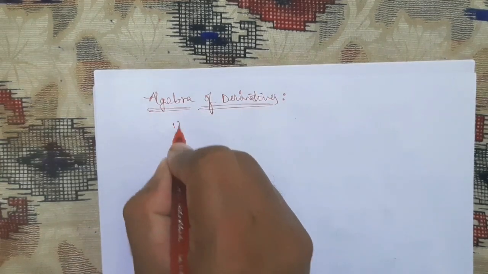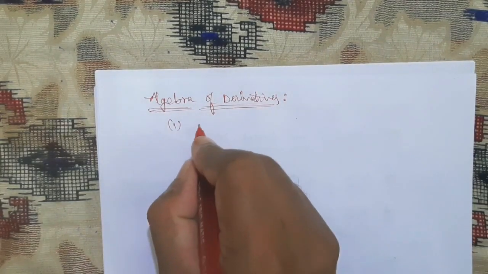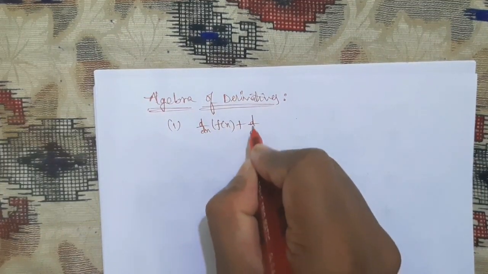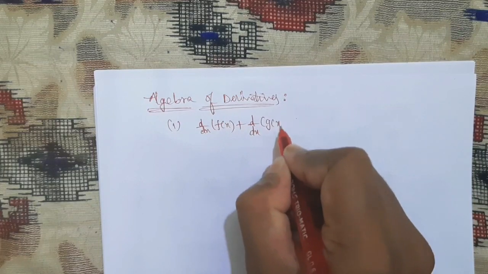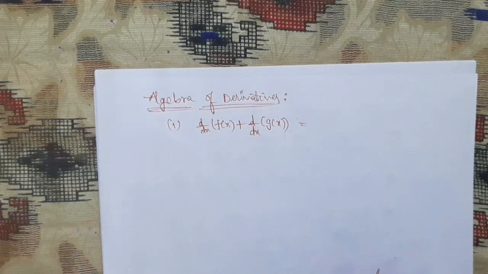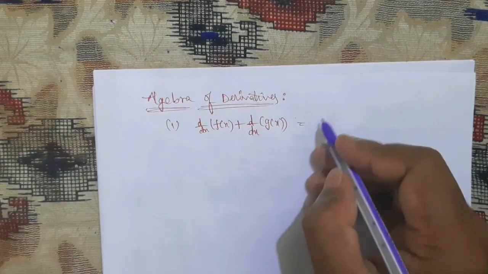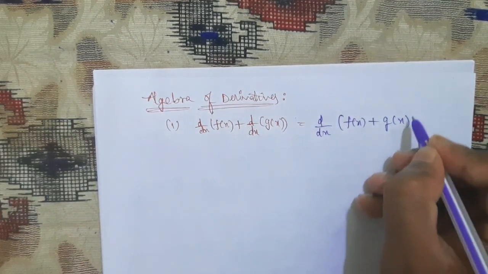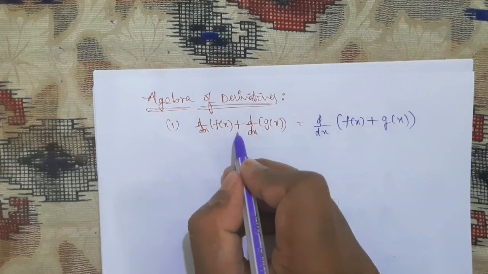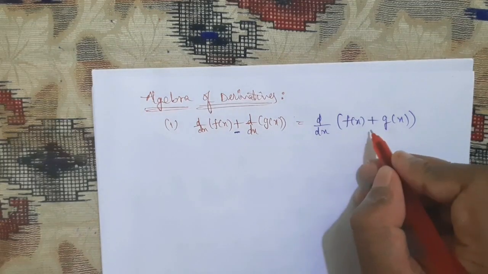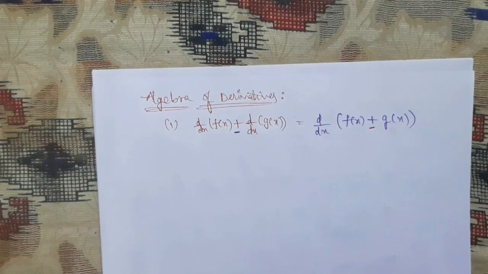In the algebra of derivatives, the first one is summation: d by dx of f of x plus d by dx of g of x. If there are two functions, the derivative of f of x plus the derivative of g of x, we can combine and write as d by dx of f of x plus g of x. Similarly, d by dx of f of x minus d by dx of g of x is d by dx of f of x minus g of x. Plus means plus, minus means minus.